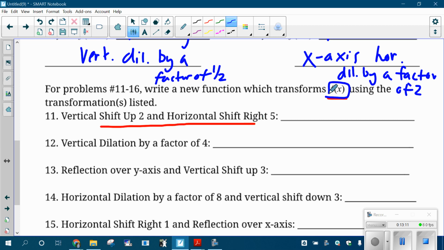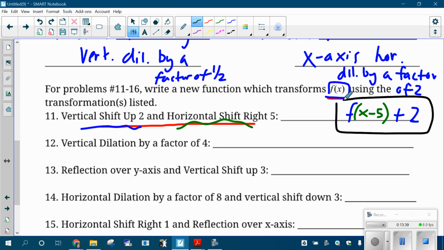If I want to do a vertical shift up 2, I'm going to add 2 outside of the parentheses. If I want to do a horizontal translation, right 5, I'm going to have something inside the parentheses. And if I want it right, you would think it would be a +5, but the horizontal stuff works backwards. So inside the parentheses, I'm actually going to have a -5. Okay. And it'd be nice if I wrote y equals that. Here's my new function. Or I could write g of x.